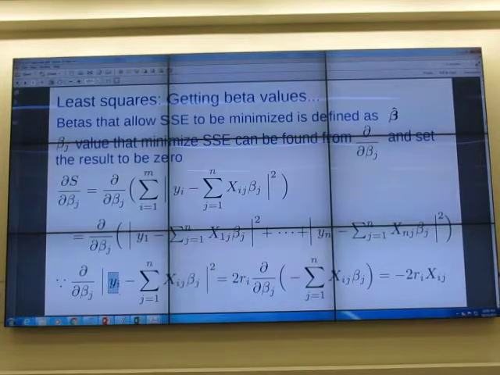So this is 0. What about d by d beta j of that summation? I just leave it like that. It's like u squared. d by d beta of u squared is 2 du by d beta, just that. So I leave it like this.